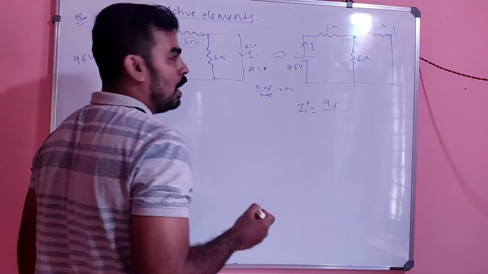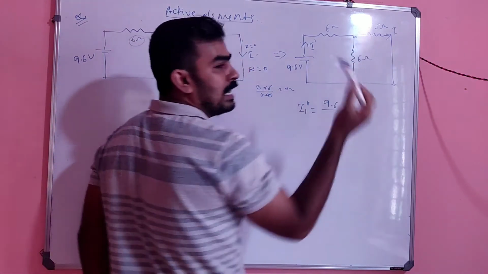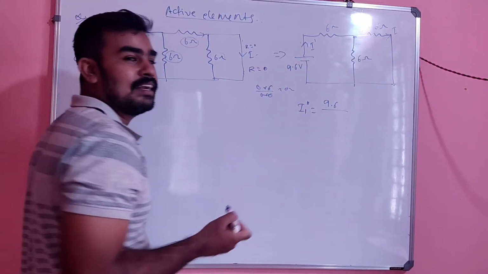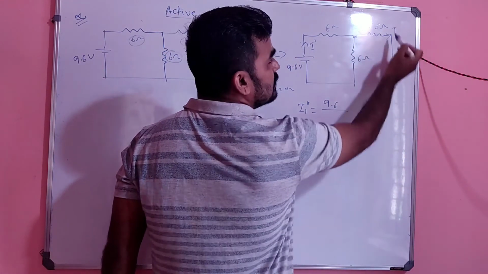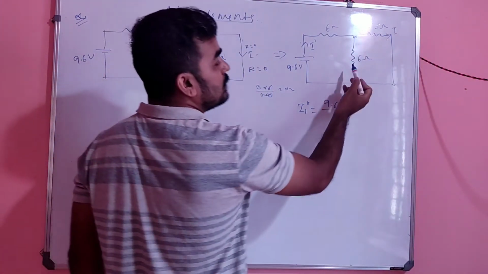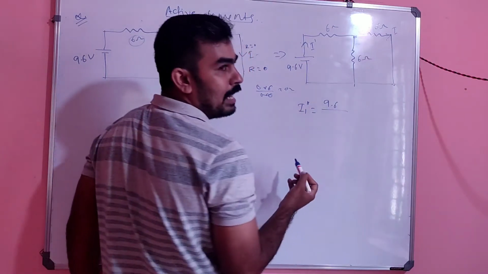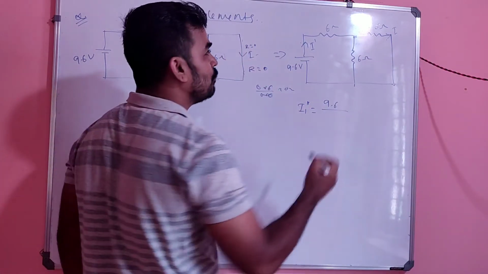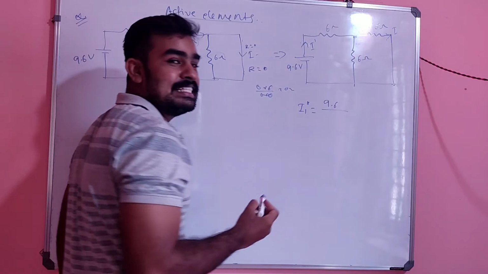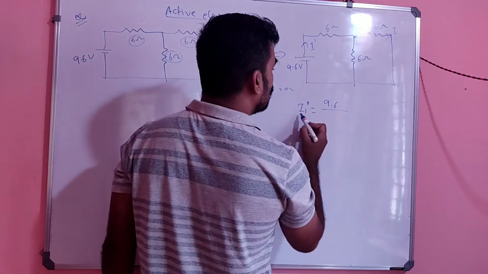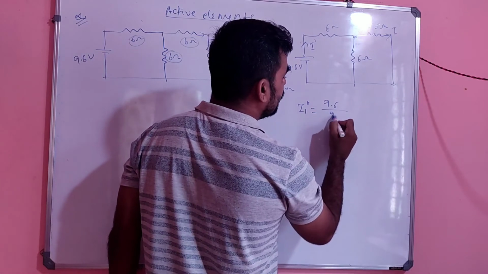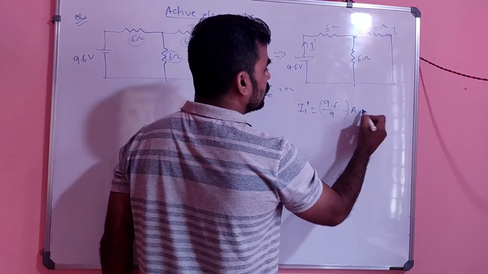Very, very important. How can we check parallel? Are similar ends connected together or not? This is one end and this is another end. So similar ends connected together so that it's parallel. So 6 and 6 in parallel means effective resistance will be 3 ohm. And 3 and 6 will be again in series, so the effective resistance will be 9 ohm. So I dash is equal to 9.6 by 9 ampere.